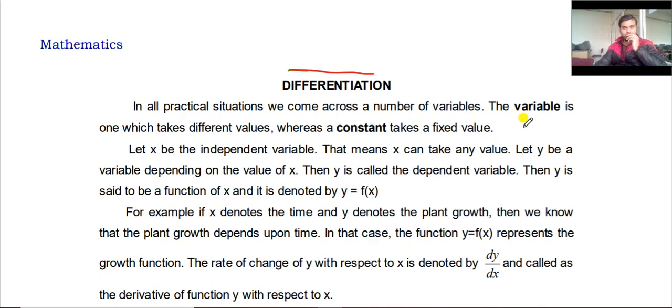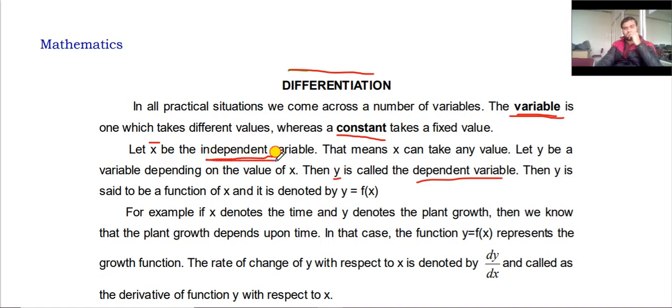First is variable and constant. A constant is something whose value is always fixed. A variable means something whose value varies. Those types of values are called variables. Variables are of two types: first is the independent variable and second is the dependent variable. Here we assume x is an independent variable and y is a dependent variable.